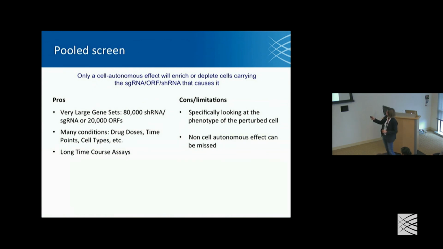And the last, I just want to say that only a cell autonomous effect will enrich or deplete cells carrying the perturbation that causes it. So you can do a pooled screen with a genome-wide library, equaling the genome, and do a long time course assay, but specifically you are looking at the phenotype of the perturbed cell. And non-cell autonomous effects can be missed in these screens.